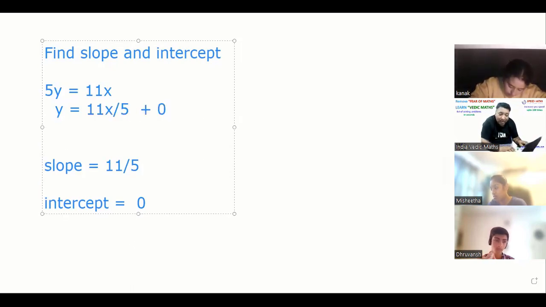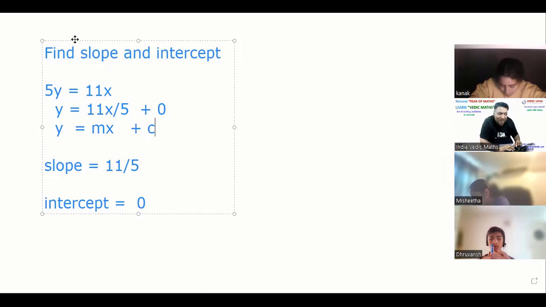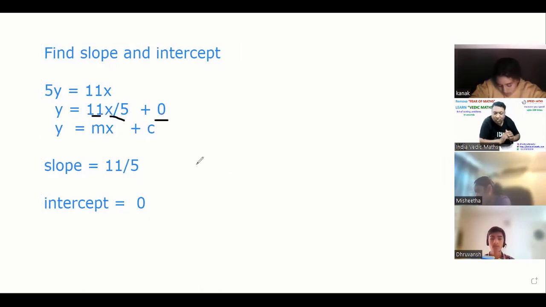You can write in this form also. Why? Because you want to compare, right? So in your mind you can write it. I'm not saying on paper, but in the mind you can think like this. That is why Mishita said, sir, slope is 11 by 5. Cool, everyone? But this is easy. Shall I give a more difficult one?